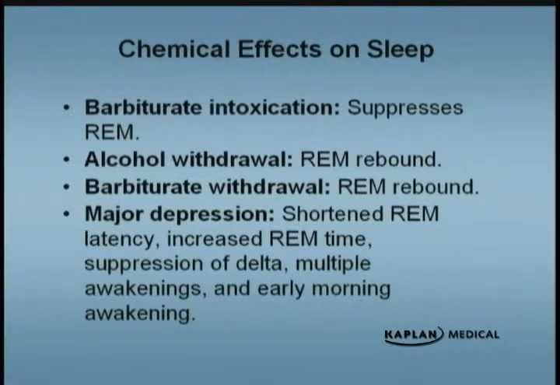Now for major depression, what typically happens is that you're going to have shortened REM latency, so it's from 90 minutes to 60 minutes. You're going to have an increase in REM time, especially that very first one. You're going to have multiple episodes of awakening as well as early morning awakening, and a lot of times you're going to have the suppression of that delta sleep, which is stages 3 and 4.